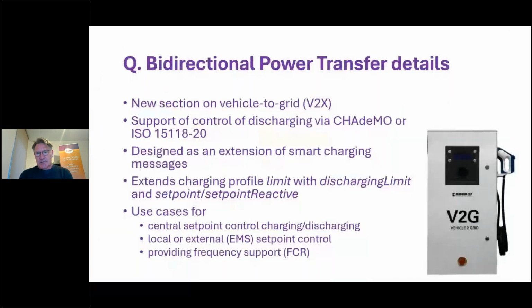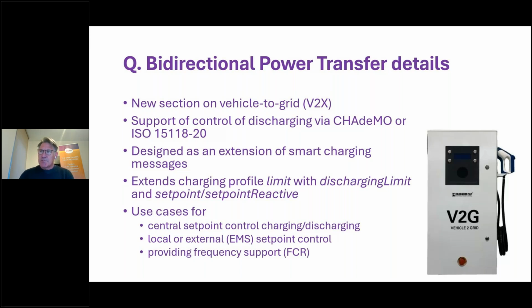So this is the section for all the vehicle-to-grid support. And we support the discharging via CHAdeMO and ISO 15118-20. You will see in the documentation, CHAdeMO is also mentioned in all the sequence diagrams, but most of the added messages for OCPP are related to ISO 15118-20, because that protocol provides a lot of extra information that you can use for discharging, whereas CHAdeMO is a bit simpler in that respect.